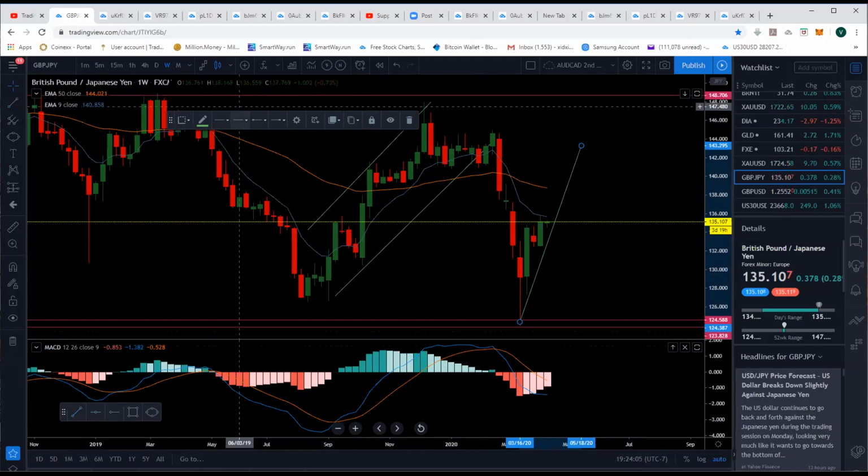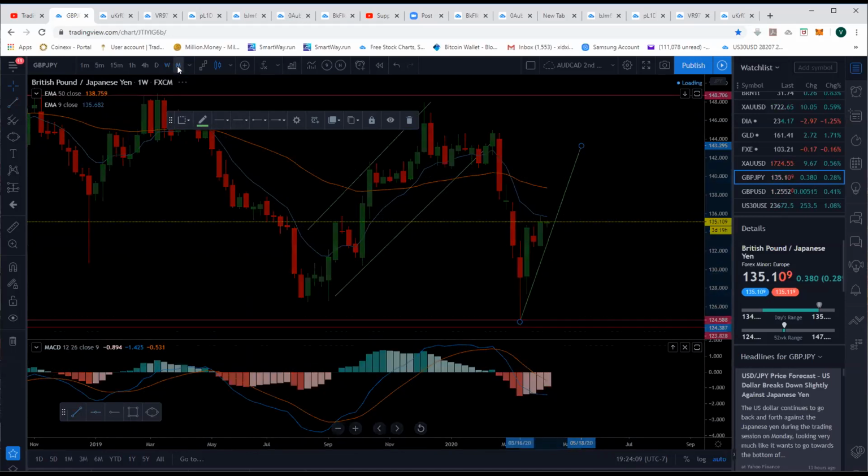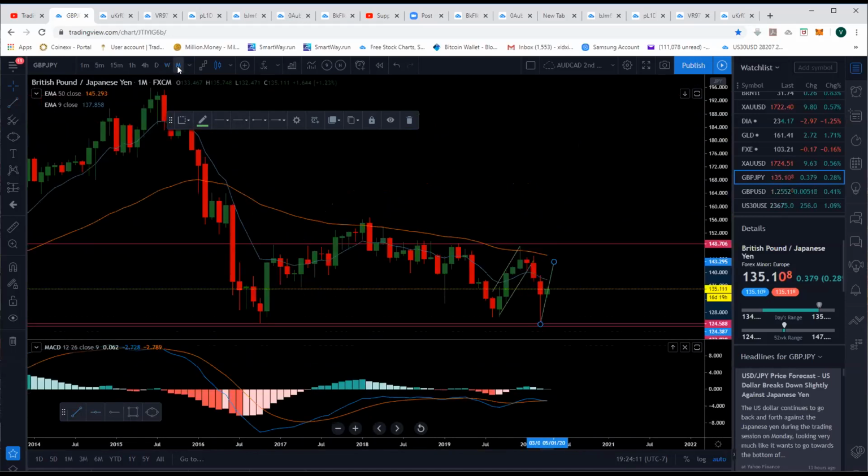So I'll take a quick glance back at the monthly. It looks like it's kind of consolidating overall. Got a good flag right there and then dropped off, and now we're going back for another flag here. So that confirms the uptrend.